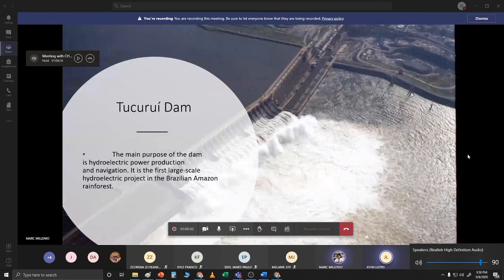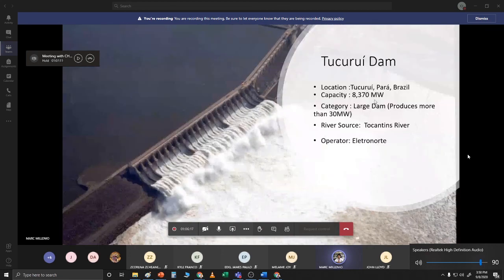The Cahora Dam. The main purpose of the dam is hydroelectric power production and navigation. It is the first large-scale hydroelectric project in the Brazilian Amazon rainforest. The location of it is in Cahora Bassa, Brazil, and the capacity of 8,370 megawatts. The category is large dam. The river source for it is Tocantins River, and the operator is Electronorte.